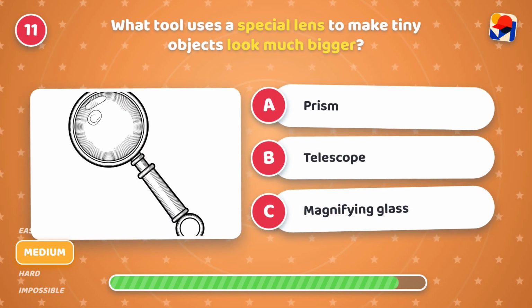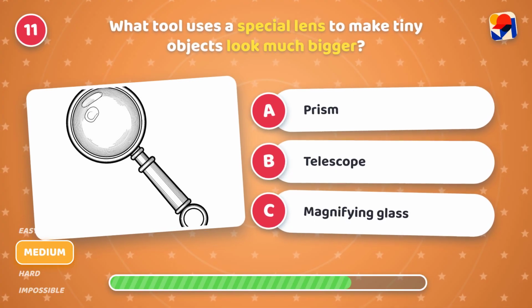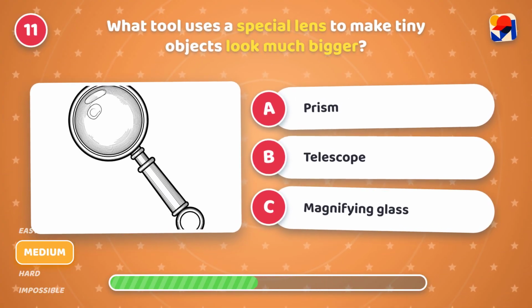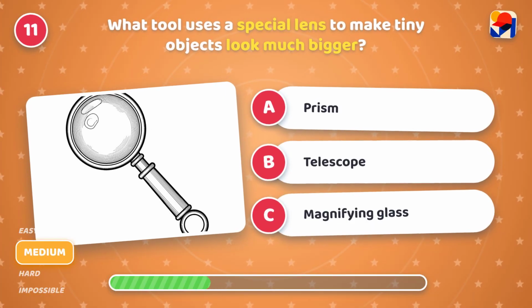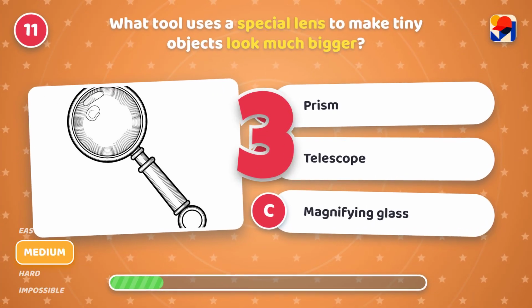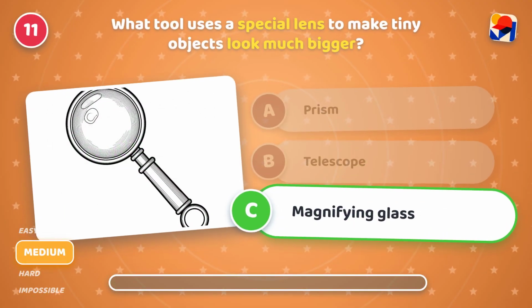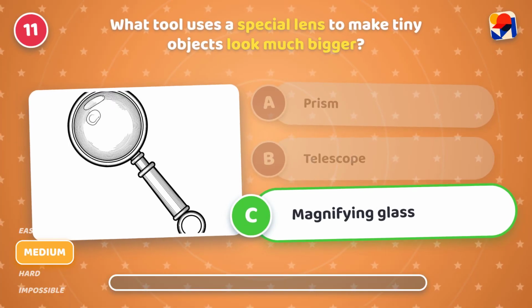What tool uses a special lens to make tiny objects look much bigger? Is it A, prism, B, telescope, or C, magnifying glass? It's C, magnifying glass. It enlarges small objects.